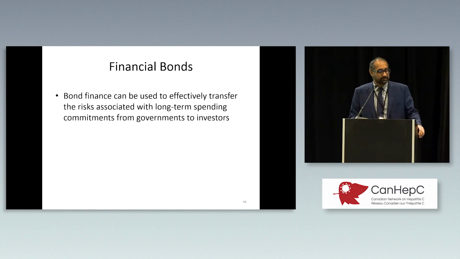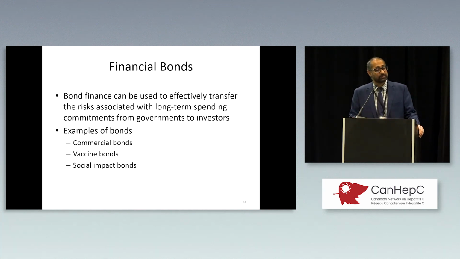Another less discussed mechanism could be financial bonds. As many of you may know, the idea of bonds is to transfer the risk associated with long-term spending commitments from government or payer to investors. And we have used some examples of bonds here, like commercial bonds, which are most popular, but there are vaccine bonds which have been used. Social impact bonds can also be used to raise money for hep C investment that can lead to elimination.